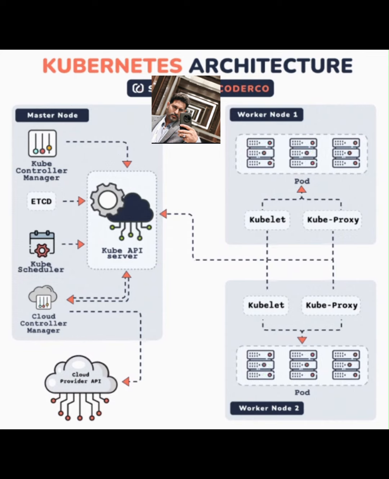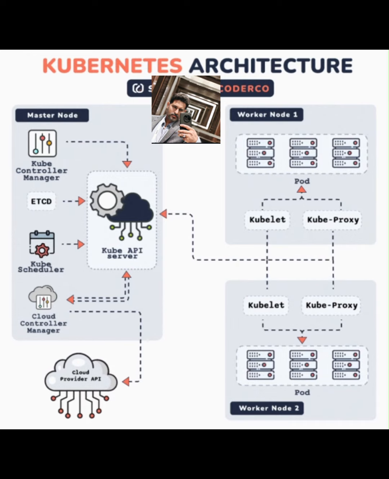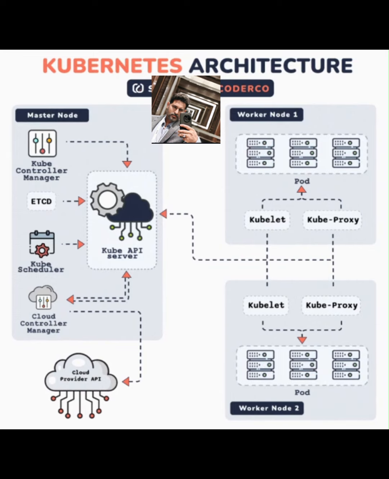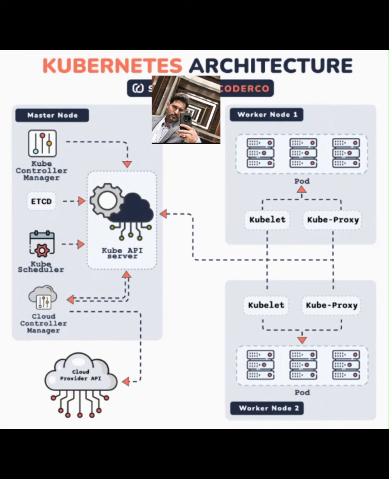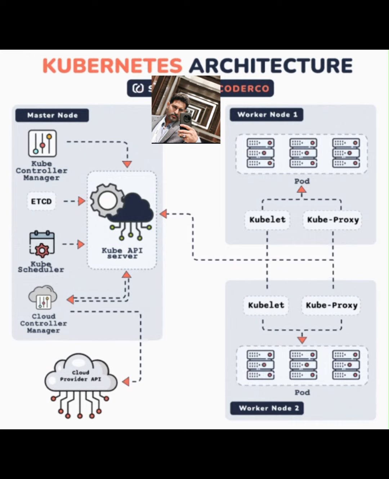Now, let's shift over to the data plane, the muscle, the worker nodes. This is where your actual application containers are doing their job. On each worker node, you'll find a few key components. The kubelet. This is like an agent or a representative that runs on every single worker node. The kubelet talks to the API server, remember our receptionist?